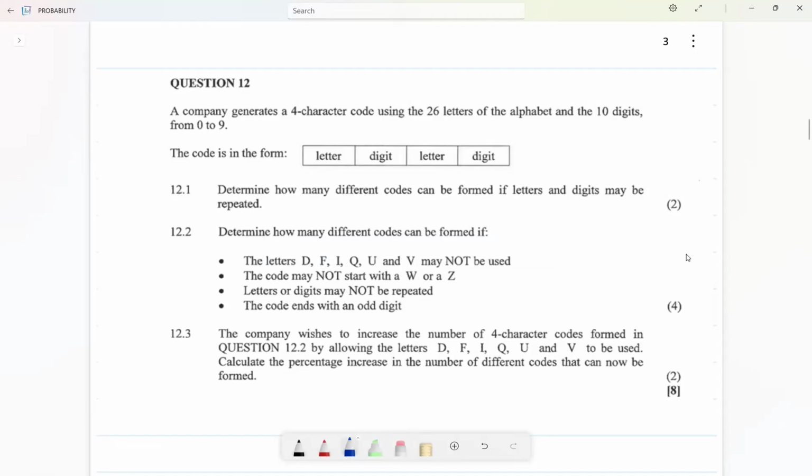So let's look at grade 12. Okay, the same question paper, November 2024, but now we are looking at question 12. That is specifically for grade 12s. Okay, counting principle. All right.